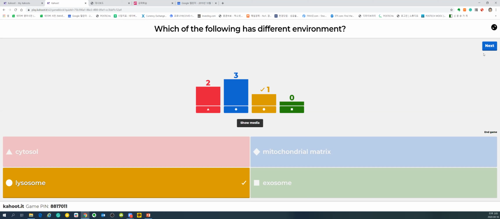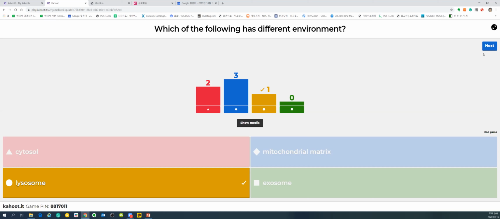And how about the exosome? Exosome is the opposite of endosome. For forming exosome, what process do you need? Endocytosis or exocytosis? Ectocytosis. Not exocytosis. You need to have an ectocytosis. That's a different process I told you last time.